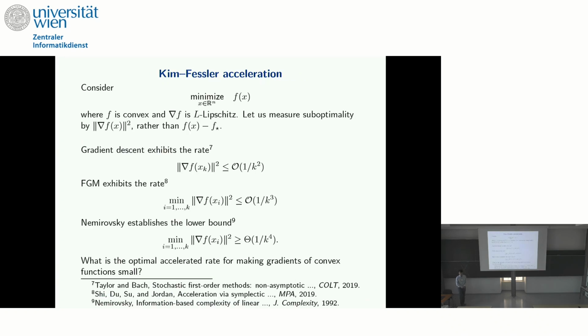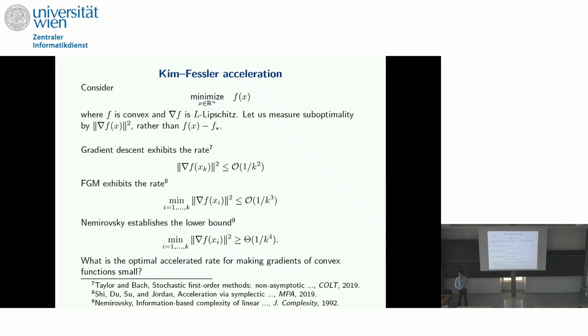Here's yet another different acceleration, which I refer to as the Kim-Fessler acceleration. Let's return to the optimization problem of minimizing f, where f is convex and smooth. But let's measure suboptimality differently. Usually, in this kind of optimization problem, we measure suboptimality with the function value gap between the current function value and the optimum function value. But let's instead consider the gradient magnitude as our performance measure.